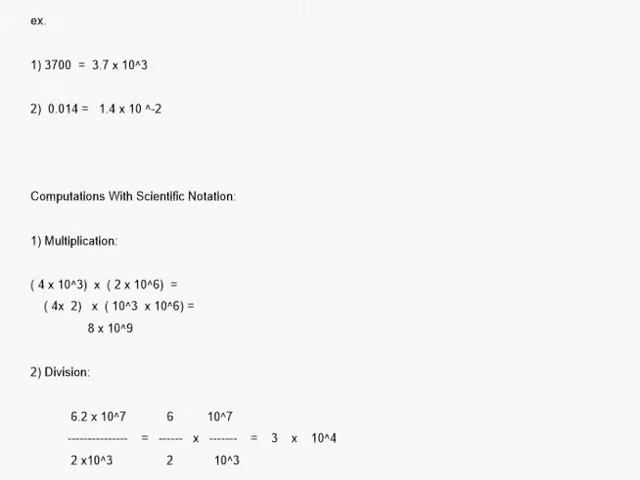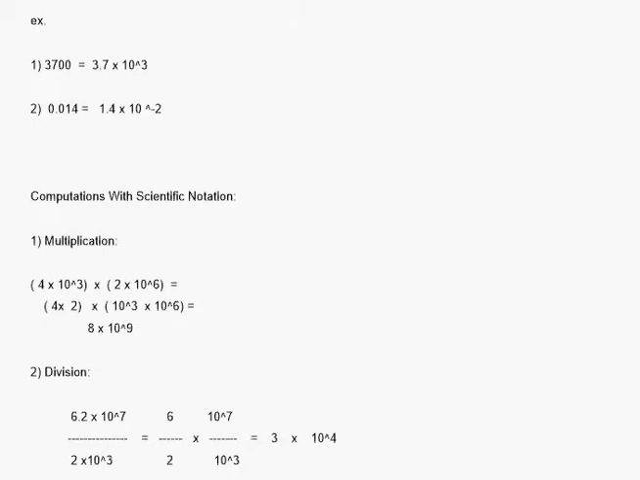For example, 3,700 becomes 3.7 times 10 to the third. 0.014 becomes 1.4 times 10 to the negative 2. Here are some examples with scientific notation and multiplying. If we go 4 times 10 to the third times 2 times 10 to the 6, we multiply the number factors 4 times 2 to give us 8, and we multiply the powers of 10 to give us 10 to the 9th. Remember, we add the exponents with the same base.